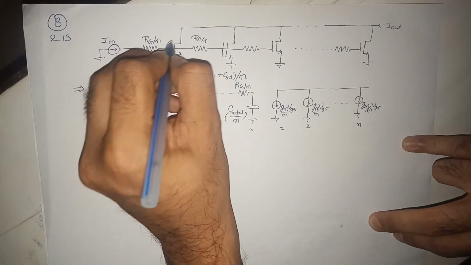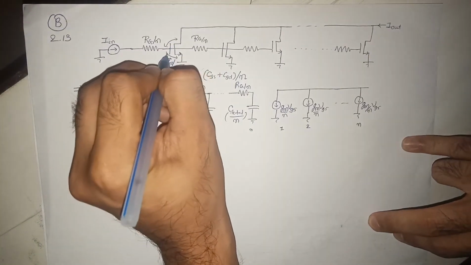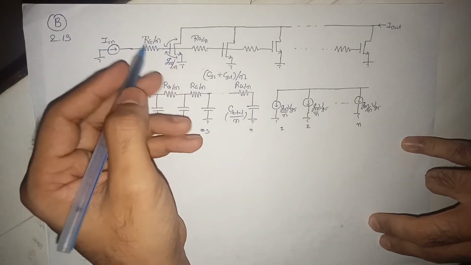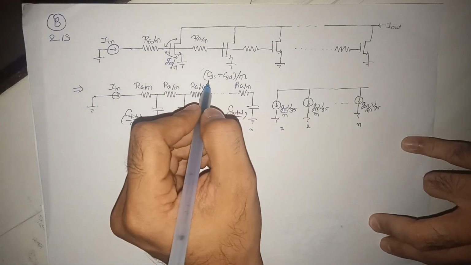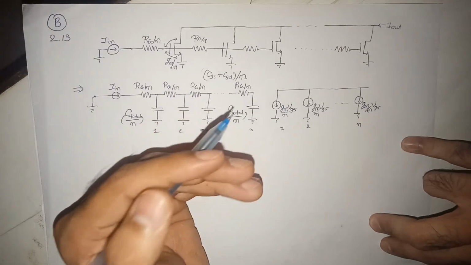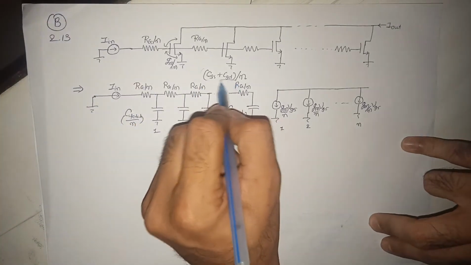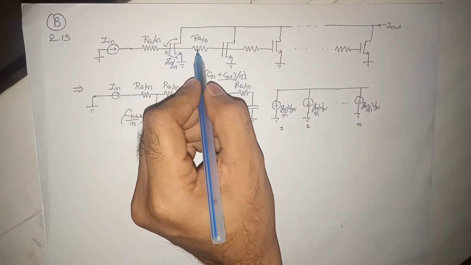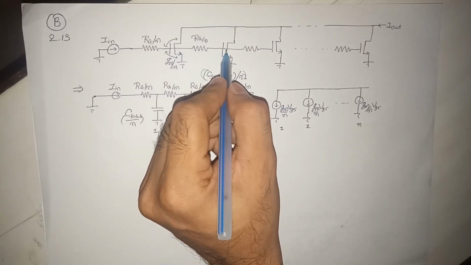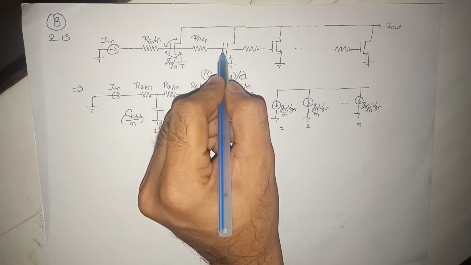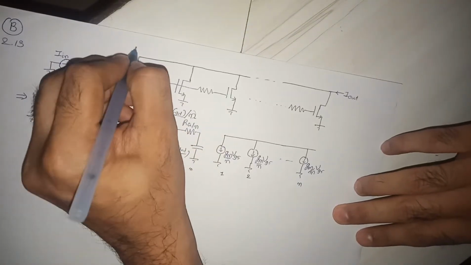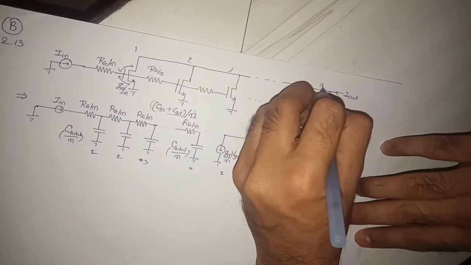So ultimately this capacitance and this capacitance come in parallel, and we need to take the total of it to get the VGS value. So that is this total. After that it is seeing one more gate resistance and the next gate terminal, and likewise this is n in number: 1, 2, 3, and n.